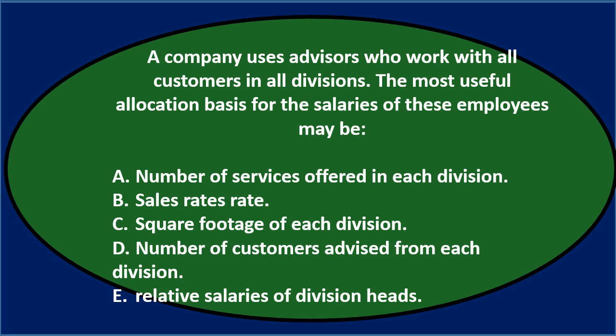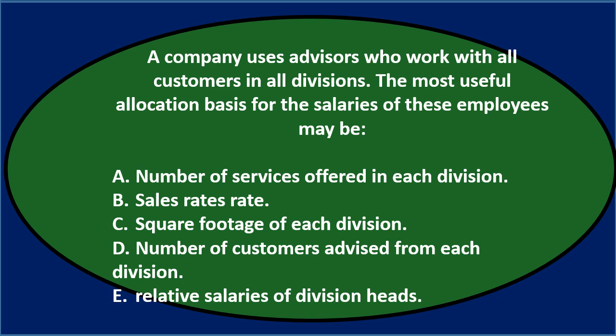The most useful allocation basis for the salaries of these employees may be A, number of services offered in each division, B, sales rate, C, square footage of each division, D, number of customers advised from each division, or E, relative salaries of division heads. Let's go through this again using the process of elimination.